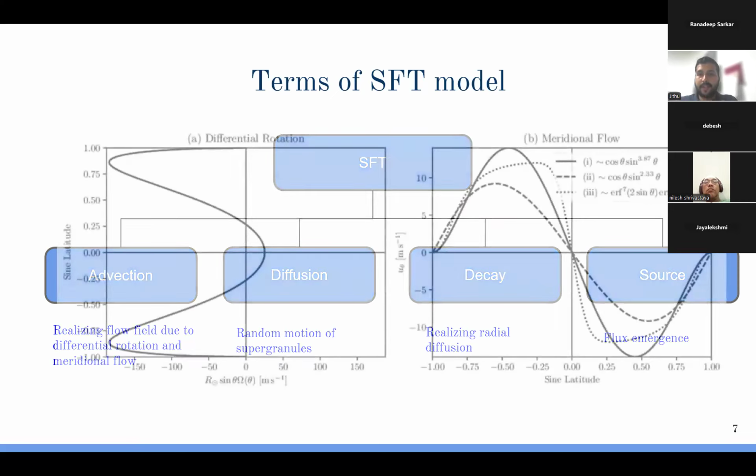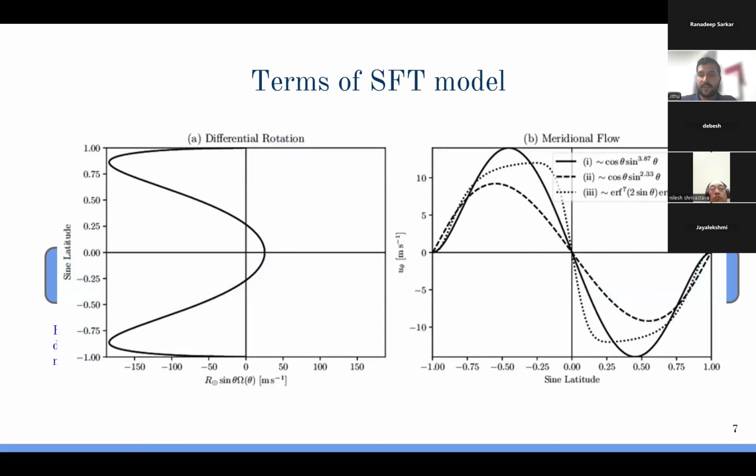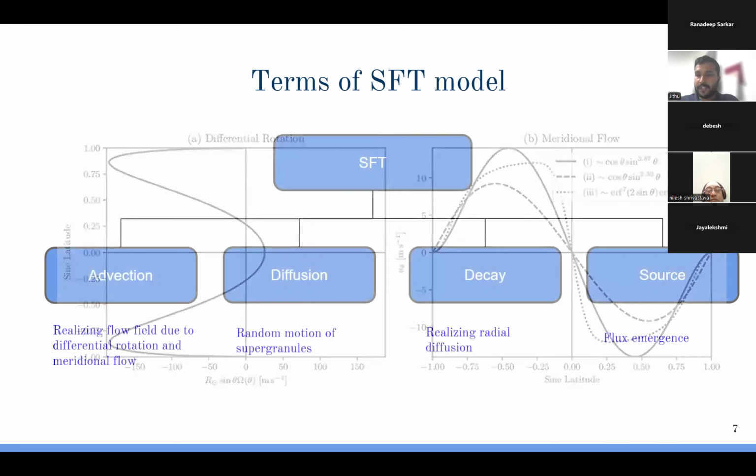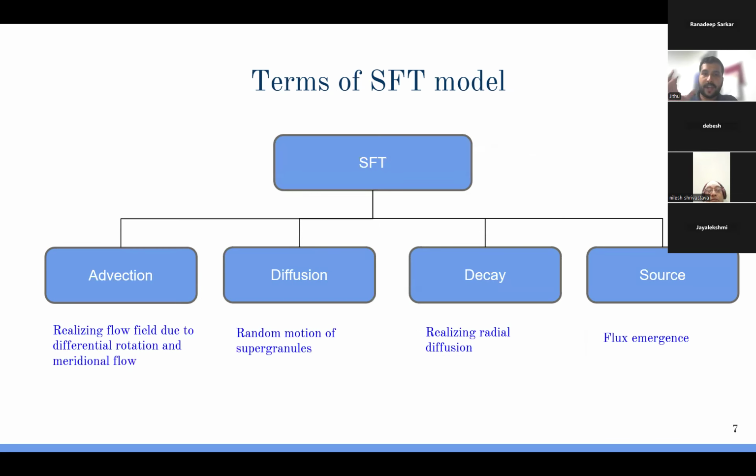We have the profiles that come from different methods, mainly from observations and helioseismology, on how these things are different. And we have an understanding, and we have different functional forms for all these things. Going further, you have diffusion. Diffusion mainly takes care of the random motion of the supergranules.